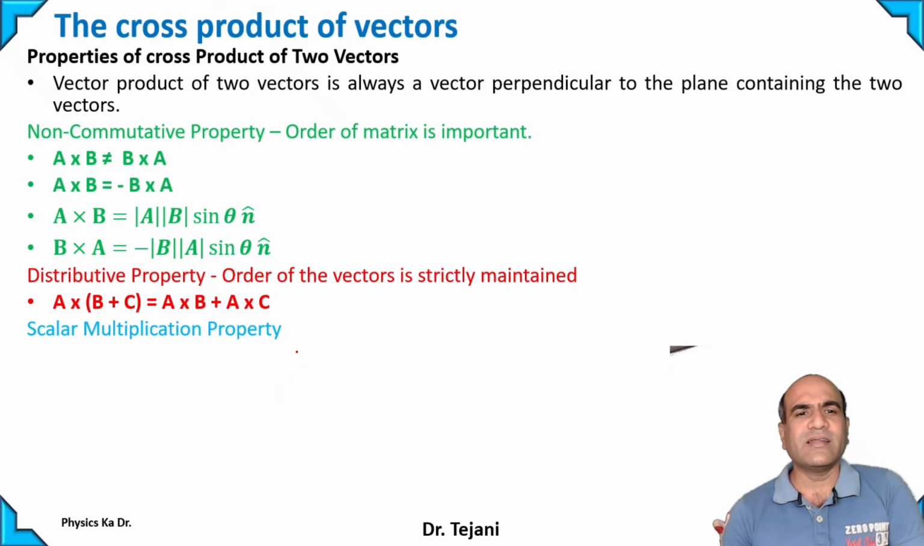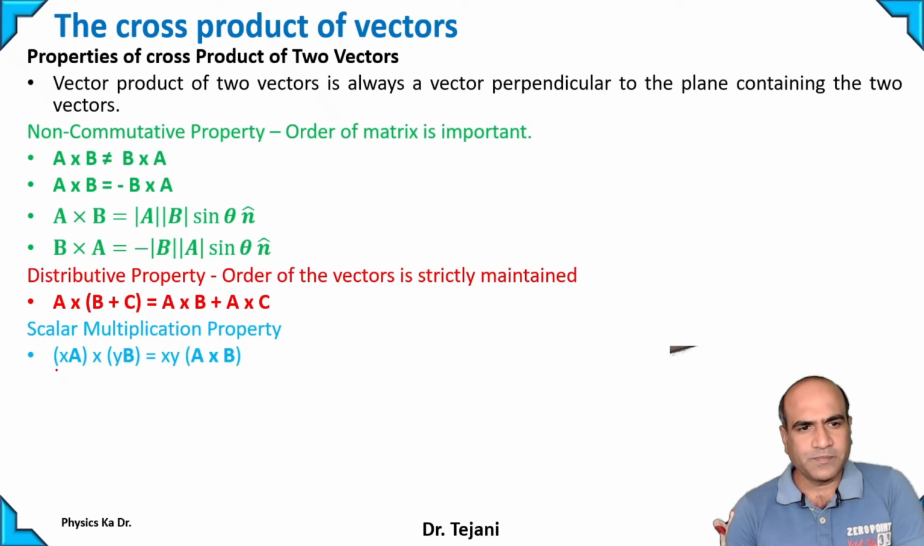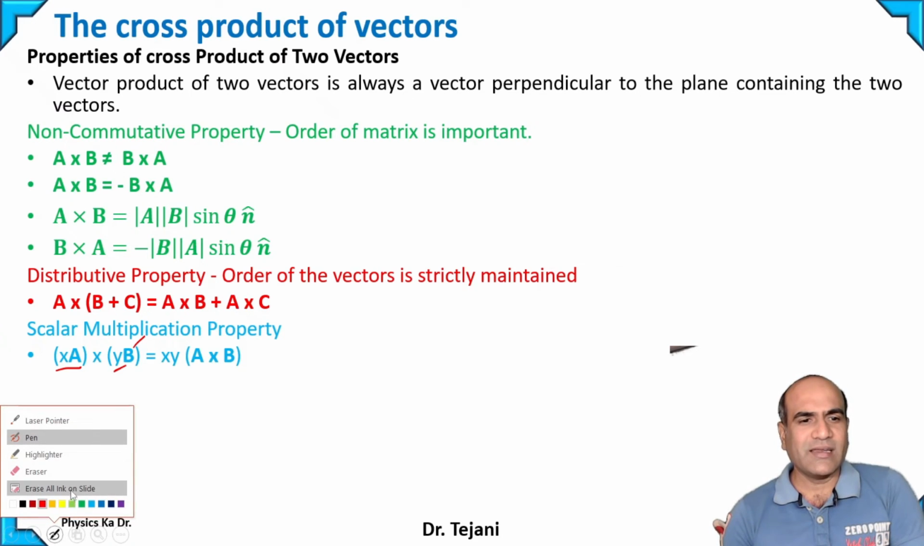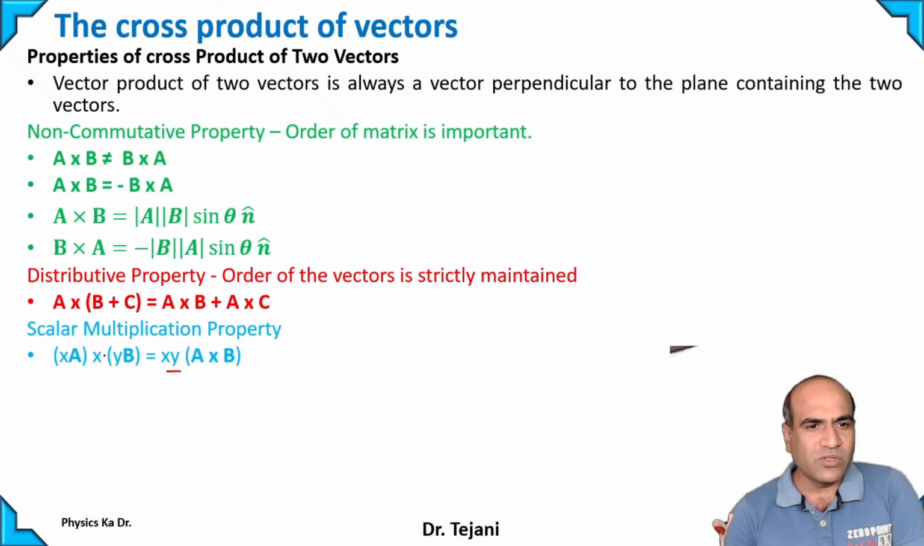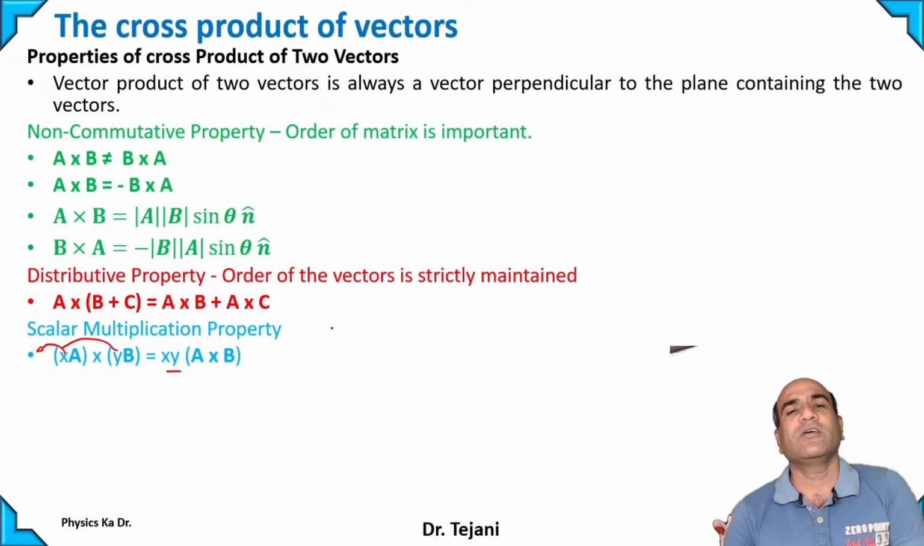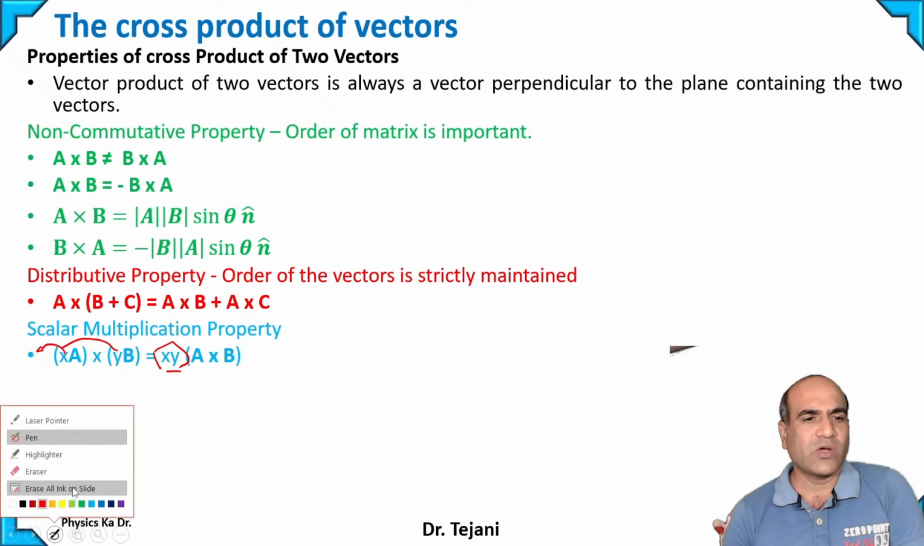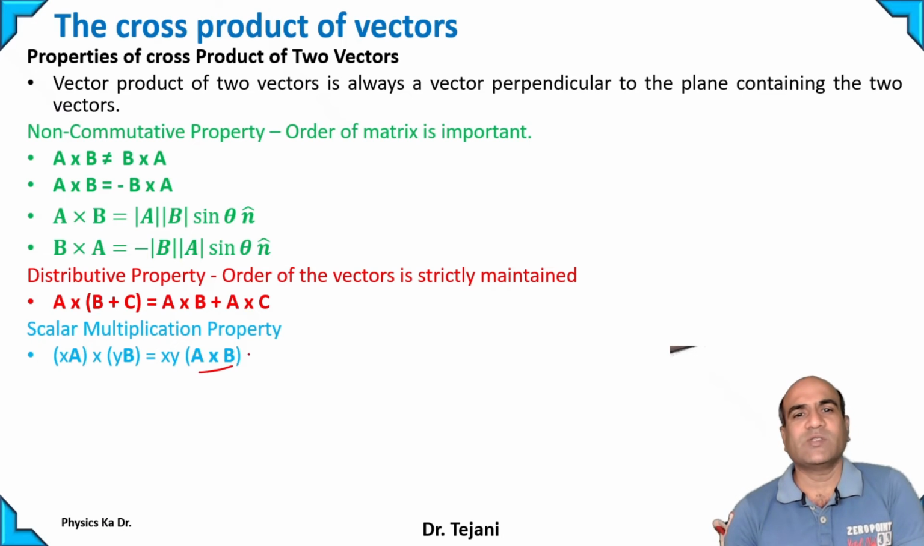Next is the scalar multiplication property. If you multiply the product vector with a scalar, say for example A is multiplied by the scalar x, and vector B is multiplied by the scalar y. A scalar does not have any direction, it just has magnitude. So ultimately both x and y we can take out. We can have the product x multiplied by y, for the scalar there is no dot or cross product, and we can write A cross B.